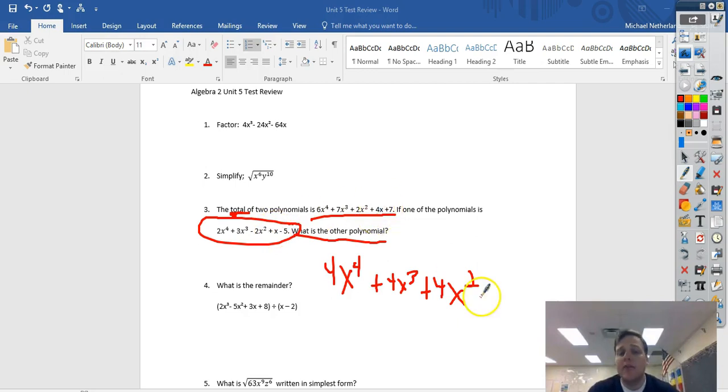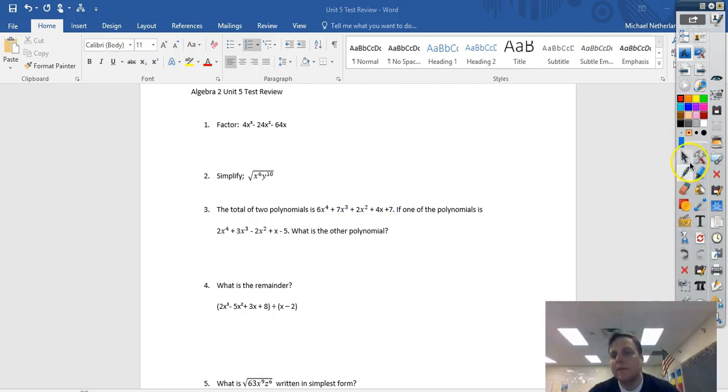We have a positive x. We want a positive 4x. So how many more x's do we need? That's right, 3. We have a negative 5. We want a positive 7. So we need to add 12 to it. That's right. Because if you add 12 to the negative 5, that gives you the positive 7. So bam, there's your answer. 4x to the 4th plus 4x cubed plus 4x squared plus 3x plus 12. All right, let's go to problem 4.